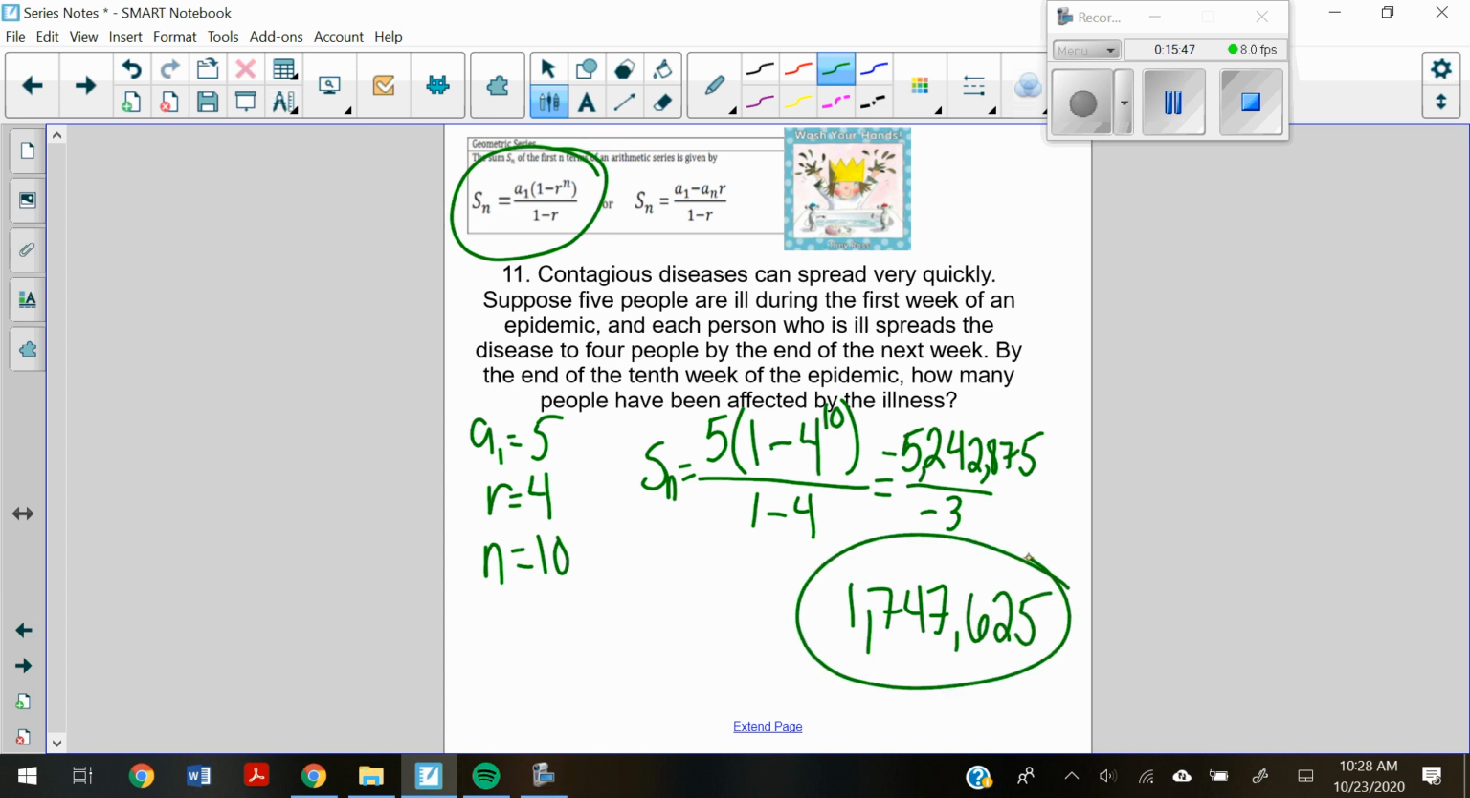It starts with 5, and after 10 weeks, we've hit over 1 million people. And they've only spread it to 4 people by the end of the week. That could be just your family. So it spreads fast, guys.